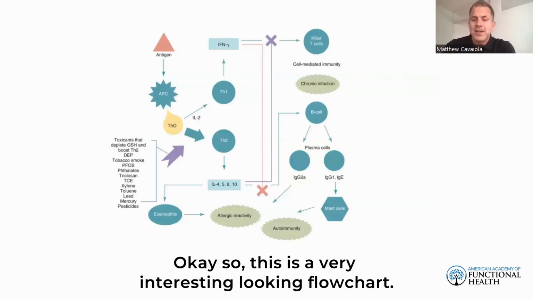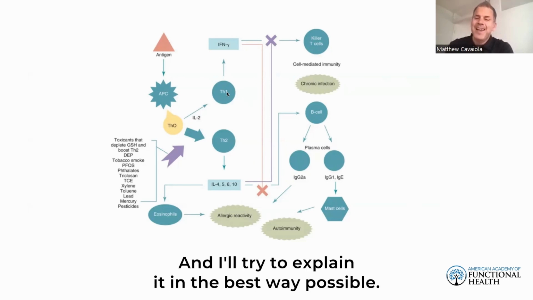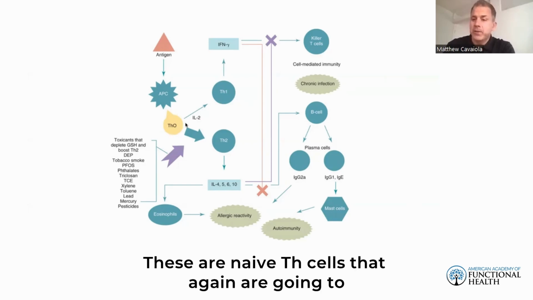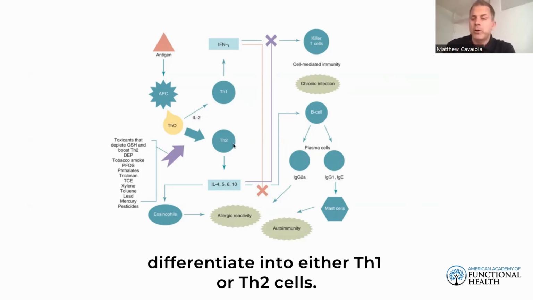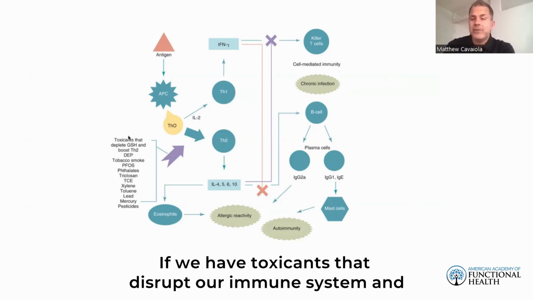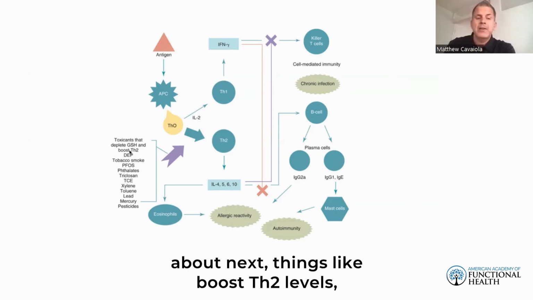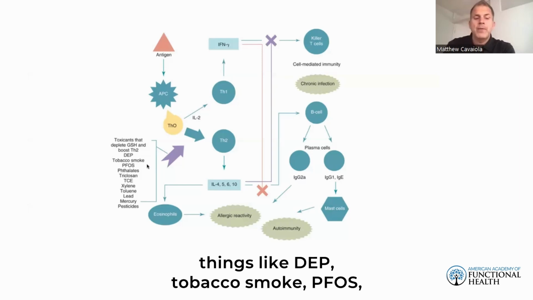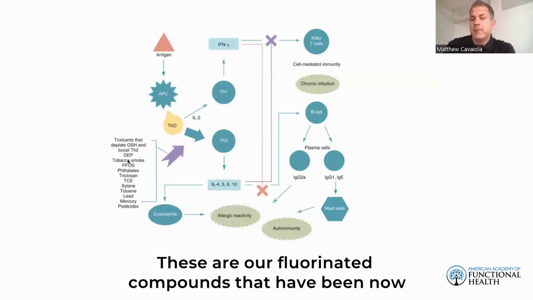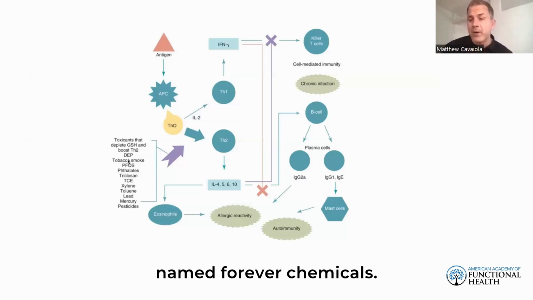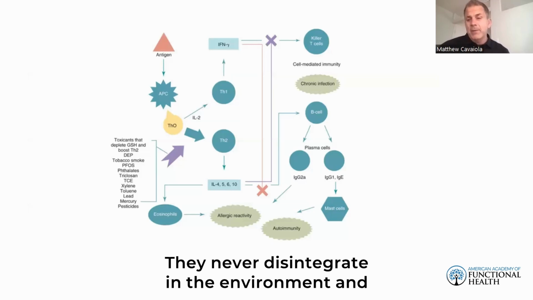Okay, so this is a very interesting looking flow chart, and I'll try to explain it in the best way possible. But essentially, again, we have these T helper cells. These are naive Th cells that are going to differentiate into either Th1 or Th2 cells. If we have toxicants that disrupt our immune system and deplete glutathione levels, which we're going to talk about next, and boost Th2 levels, things like DEP, tobacco smoke, PFAS, these are our fluorinated compounds that have now been named forever chemicals. They never disintegrate in the environment, and they're there forever.